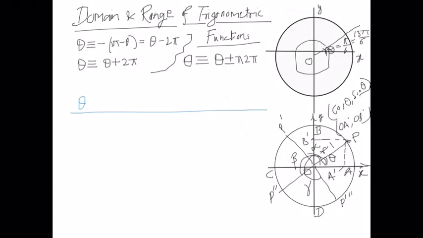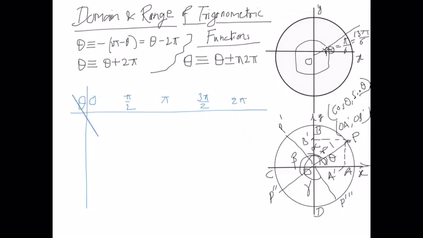Try to get a sense of sine, cosine, and other trigonometric ratios. Let us mark certain values of theta that separate different quadrants. So theta is equal to 0, pi by 2, pi, 3 pi by 2, and 2 pi.